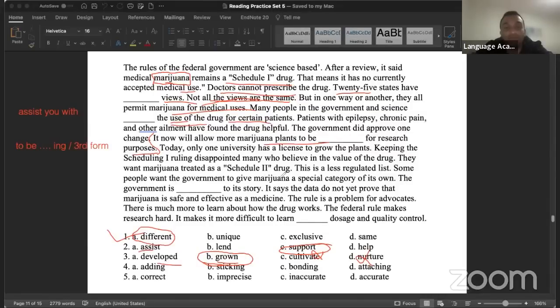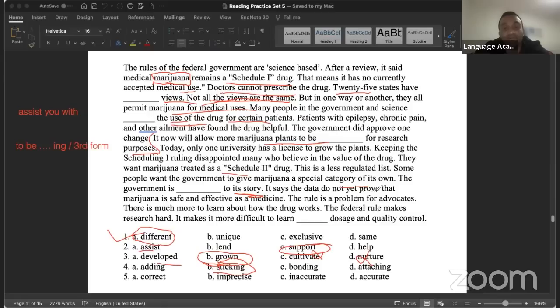Then this is a less regulated list. Some people want the government to give marijuana a special category of its own. Like they want to include it in some other special category. The government is dashed to its story. That's a very easy one. Adding to their story, to its story, no. Bonding, why would they be bonding? Attaching to, no. The right answer will be sticking to it. Like they don't want to change it, they are just sticking to their own story. Some want to make it its own category, but what is the government doing? Government is sticking to its own story.